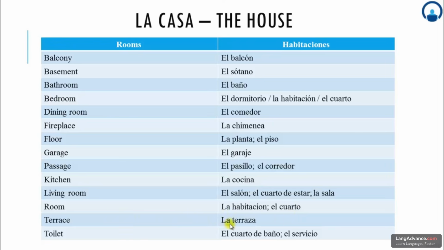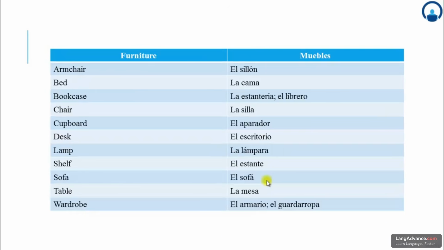Terrace, la terraza. Toilet, el cuarto de baño or el servicio. Now, keep a note of all these words in your notebook for reference. We have one more table associated with this, and we'll learn each one.